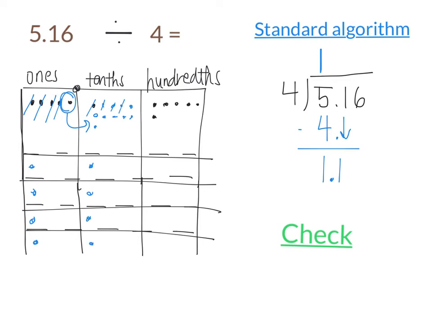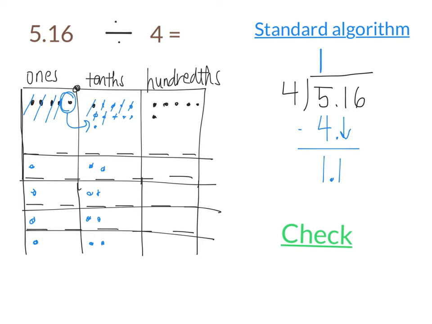Okay, how many tenths do we have left after we share 1 to each group? 7. Is that enough to give 1 to each group? Yeah. Okay, do that again. 1. Okay, how many do we have left now? 3. Is that enough to give 1 to each group? No. So we have to hold on for now.